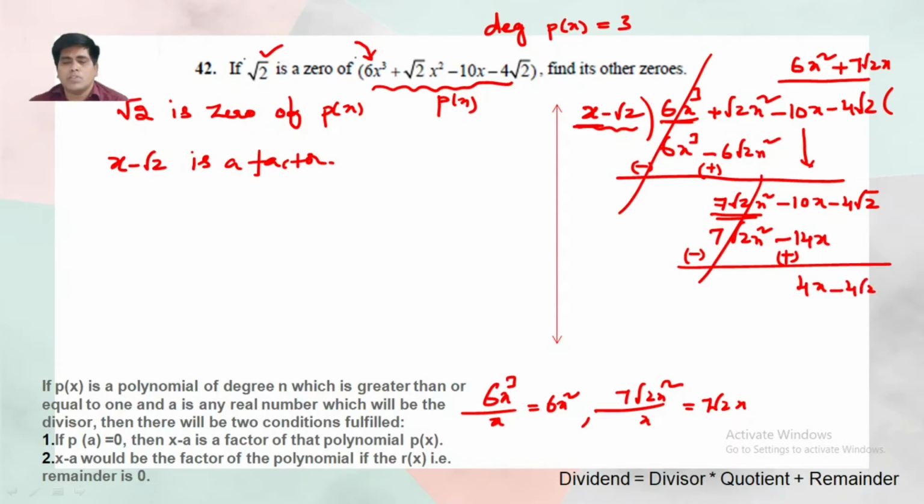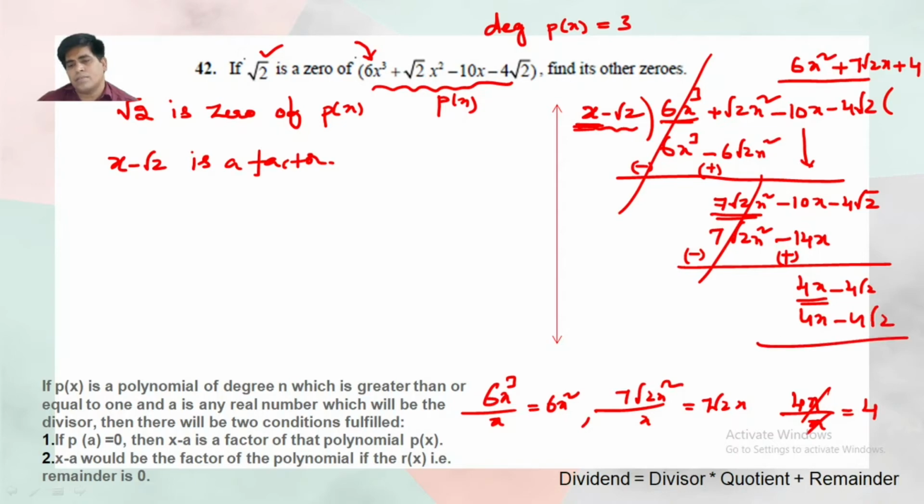So we have one more step to divide. Again, first term of the dividend by first term of the divisor. So 4x by x. Clearly it is a 4. So I'm writing 4 here. Is it a positive 4? It is positive. So again this x minus root 2 we have to multiply with 4. X into 4 is 4x, minus root 2 into 4 is minus 4 root 2.